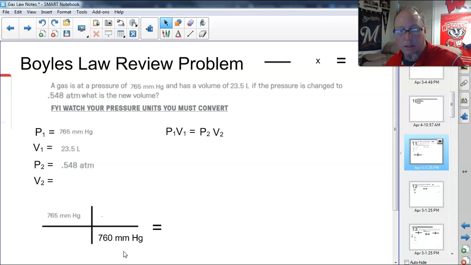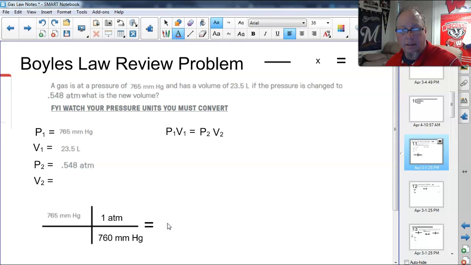So if this is millimeters of mercury, then down here I need a pressure that would be millimeters of mercury. So 760 millimeters of mercury is 1 ATM. That's the conversion factor we got when we did our pressure conversion problems. So if I take 765 times 1 divided by 760, I get this answer.